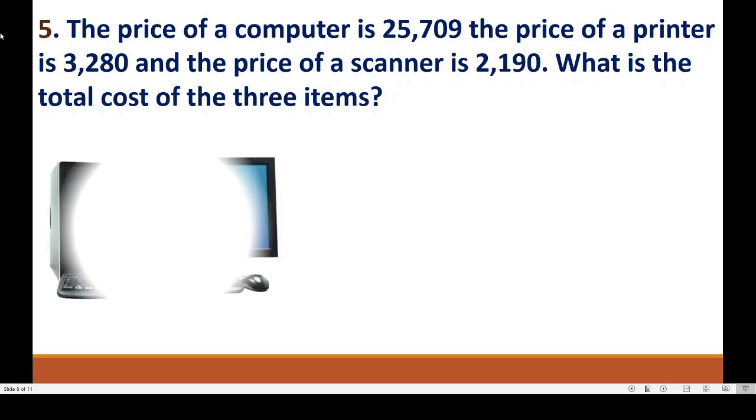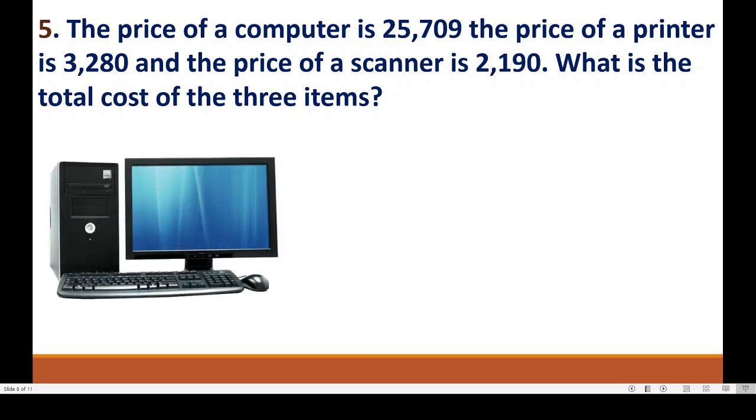First one is computer. See, this is a computer. Okay, 3 parts are there. This is monitor, CPU and keyboard. All together it is computer. What is the cost of this computer? It is given rupees 25,709. Right? Now second thing is price of a printer.